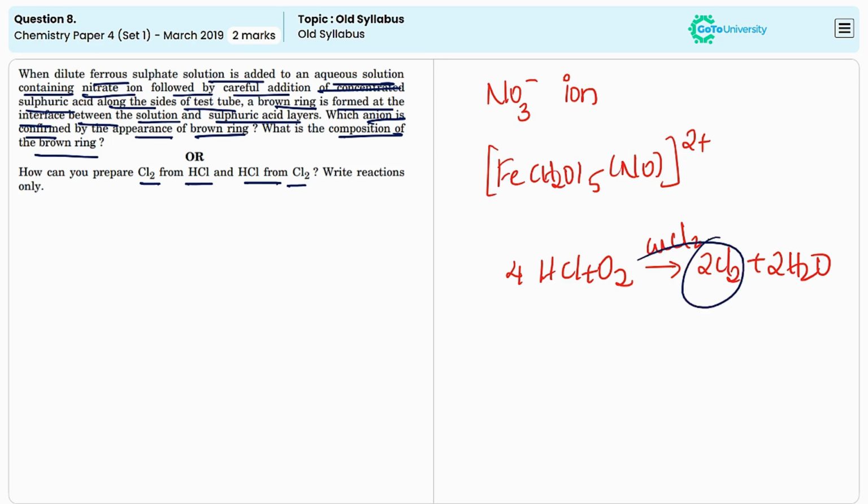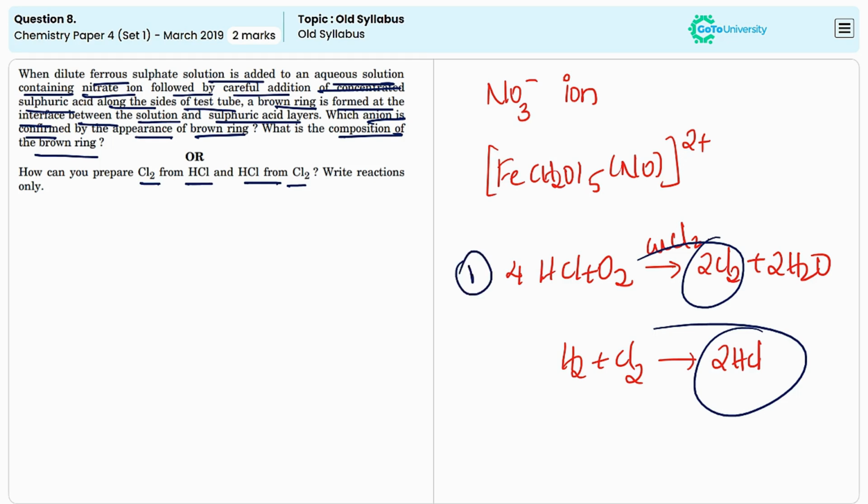In order to prepare hydrochloric acid from chlorine, we can react hydrogen and chlorine together, so they will produce 2 moles of hydrochloric acid. These are the equations involved here. For each equation you will get 1 mark.